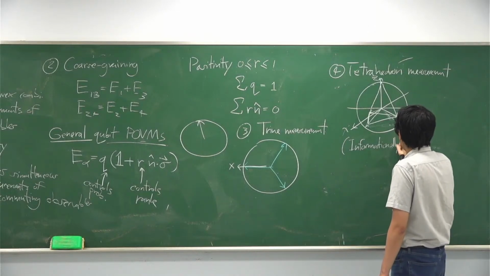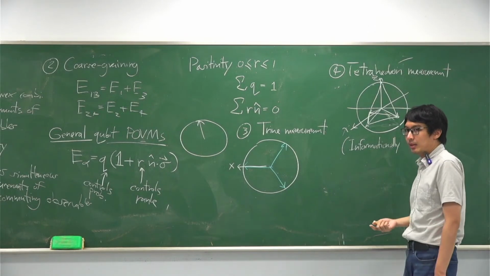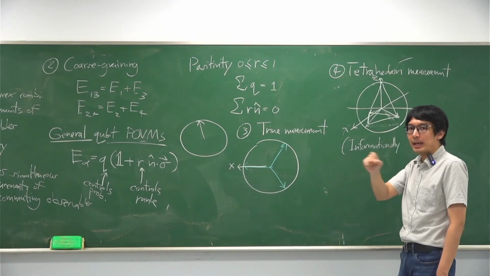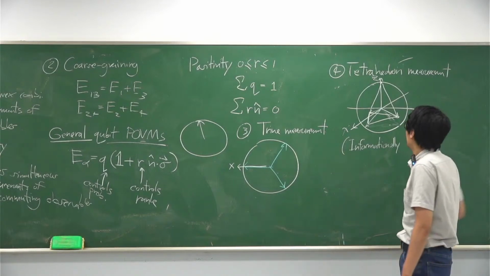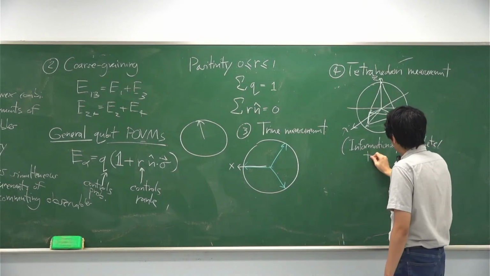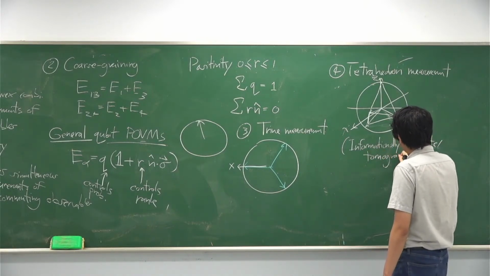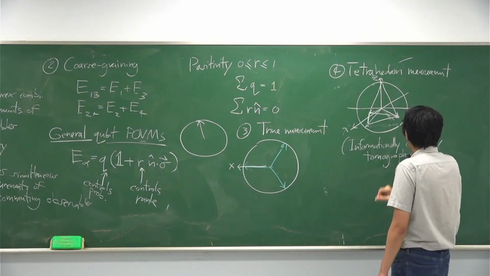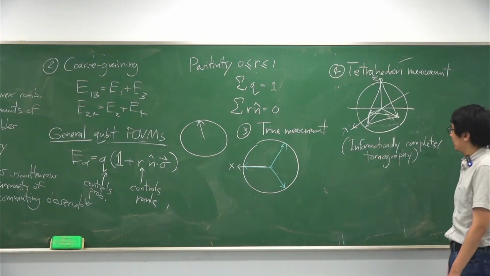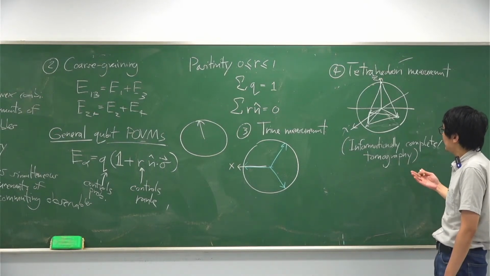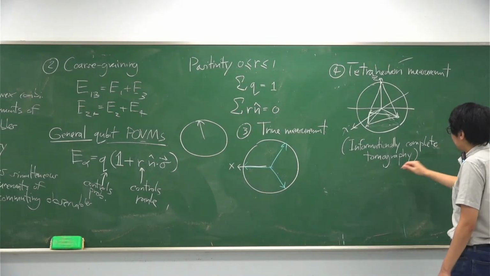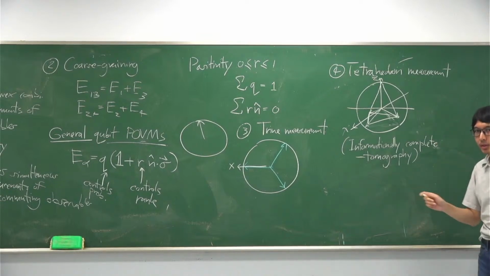And when I say that this POVMs give you the information about where your state is on the Bloch sphere, no matter where they are. They will also say that this POVM or this measurement is informationally complete and can be used for quantum tomography.